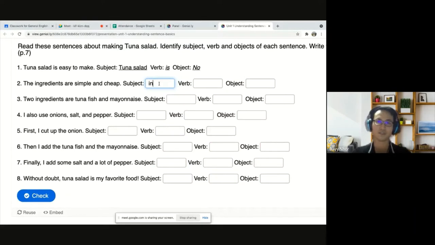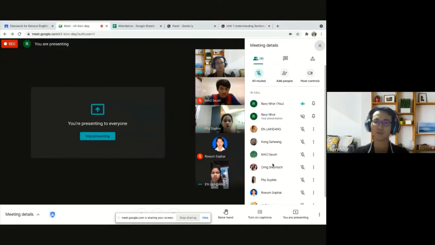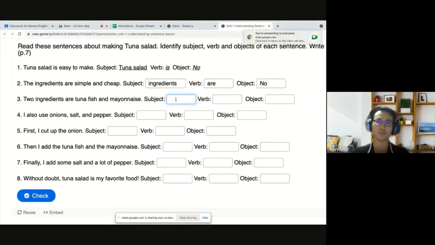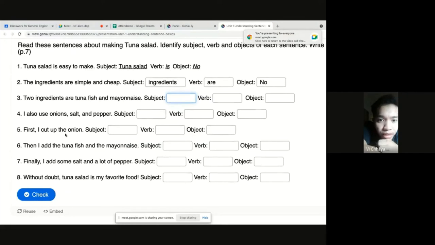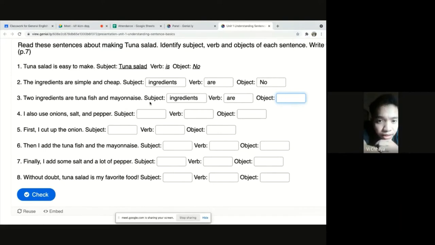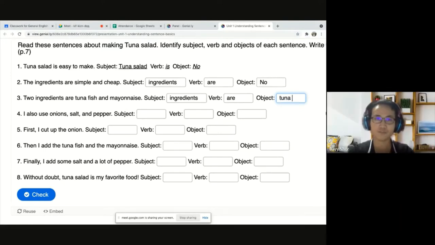So again, the subject is ingredients, the verb is are, and no object. Number three. Okay, sentence number three: two ingredients are tuna fish and mayonnaise. So the subject is ingredients. The verb is are. And the objects, is there any object in this sentence? The tuna fish and mayonnaise. Okay.